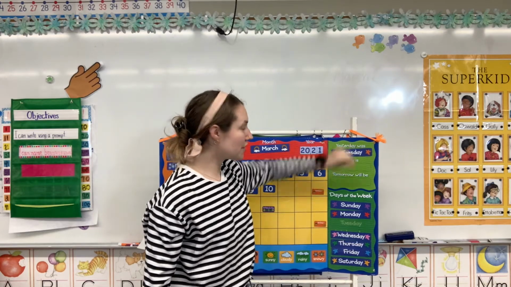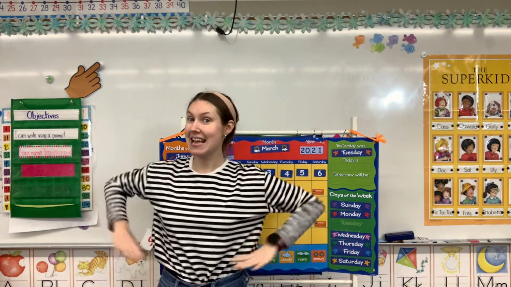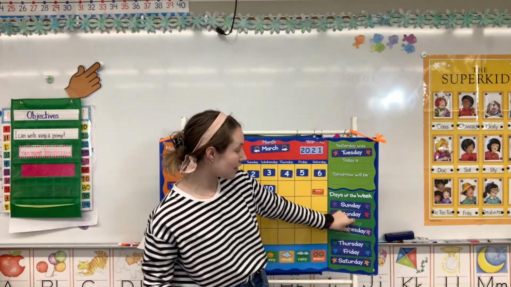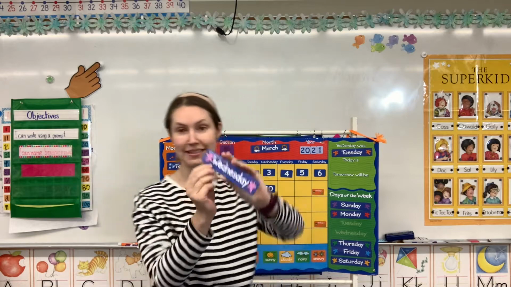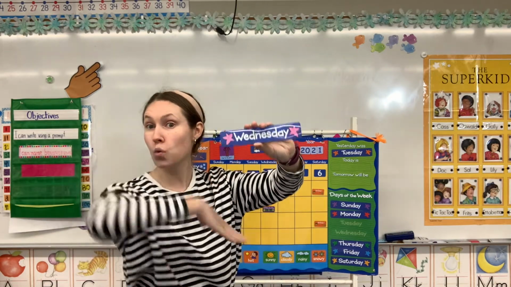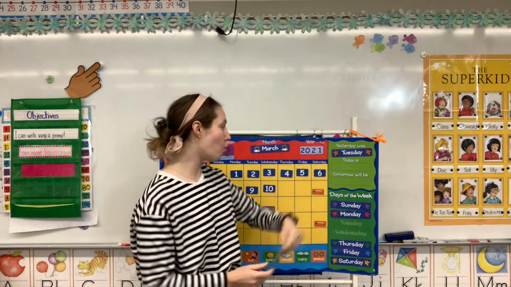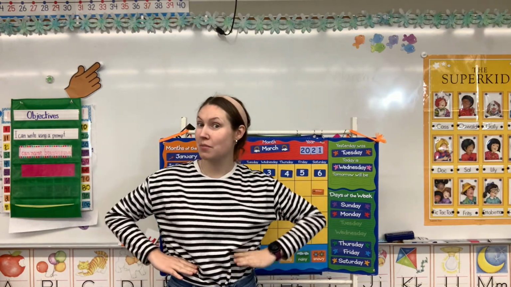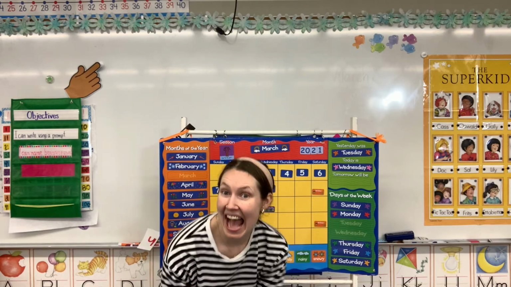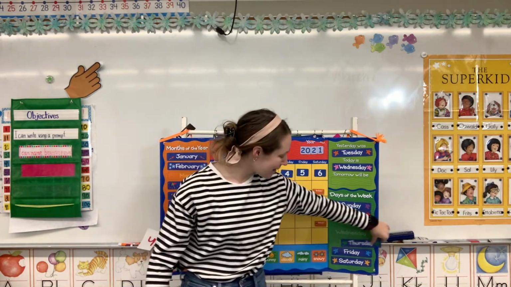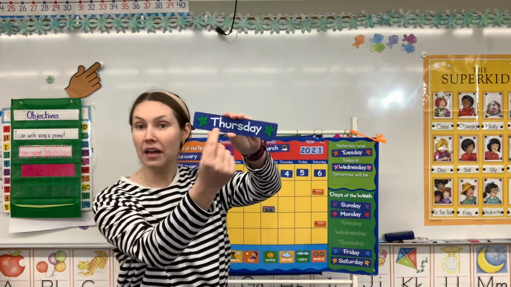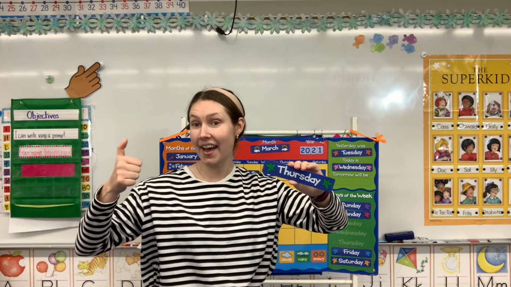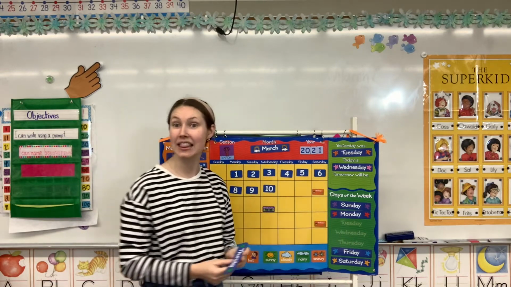Now, if yesterday was Tuesday, that means that today is Wednesday. Very good. And we have that letter W at the beginning of Wednesday, which makes that w sound. Today is Wednesday. Now, if today's Wednesday, that means tomorrow will be Thursday. Tomorrow will be Thursday. And we know that Thursday has that blend at the beginning of T and H, which gives it that th sound, just like in thumb.